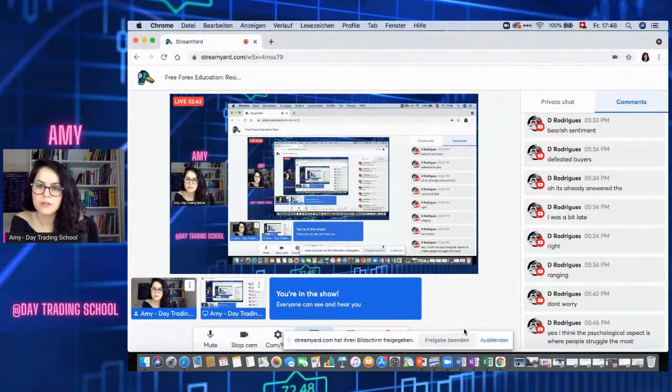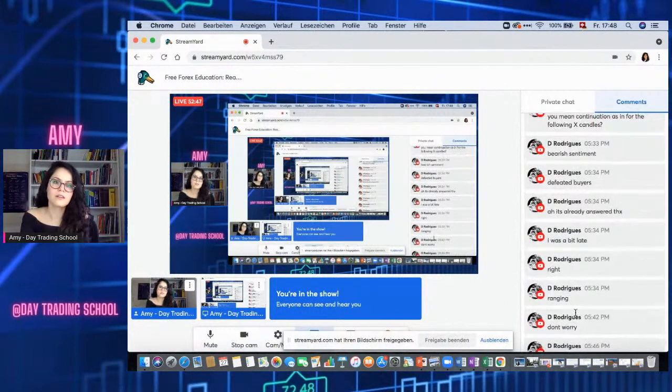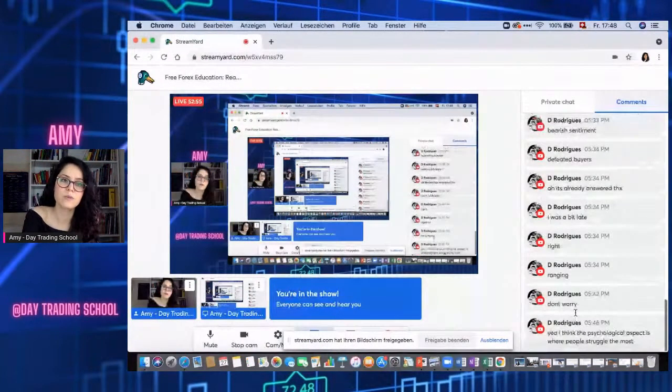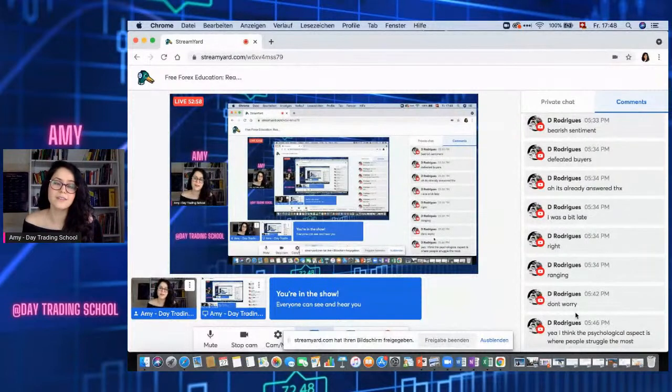I think the psychological aspect is where people, yeah, absolutely. This is the key. Whatever your strategy is, and look, I have a linguistic background. I studied applied linguistics. I'm a lecturer here in Switzerland at the University of Zurich for Applied Sciences. I teach linguistics. When I was little, I would always struggle with numbers. I hate numbers, but I love trading, because I think trading is just another language, isn't it?